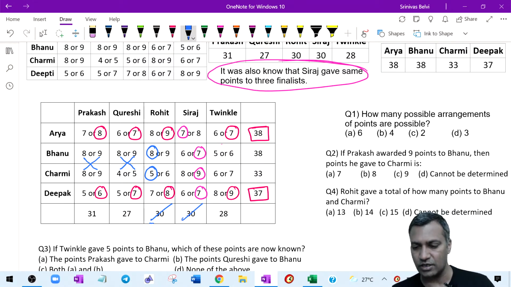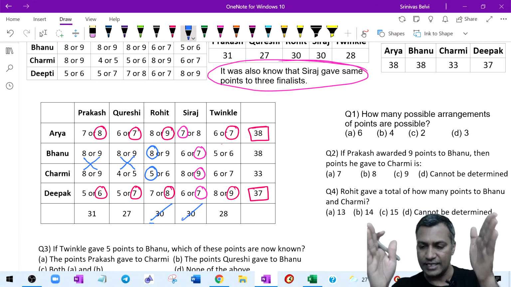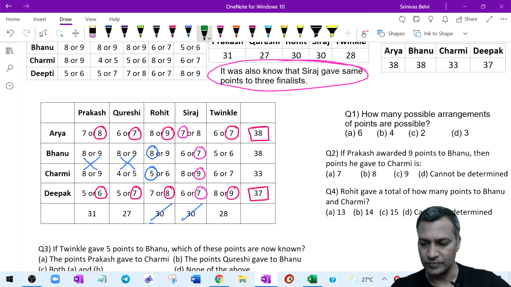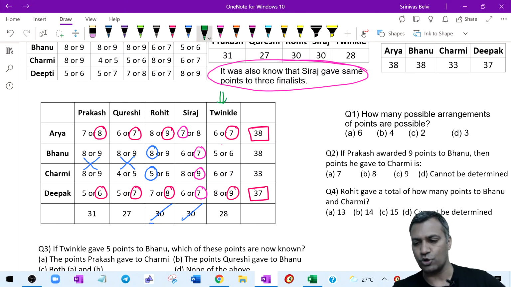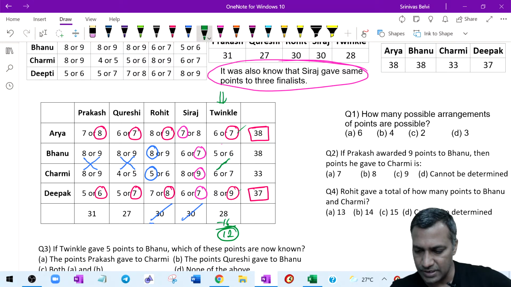I know how to get this 30, which means these boxes were clear to me. Let's now go to Twinkle, the last person out here. Therefore, 7 plus 9, 16 is gone. So if 16 is gone, I need another 12. If I need another 12, 6 plus 6 can be 12.